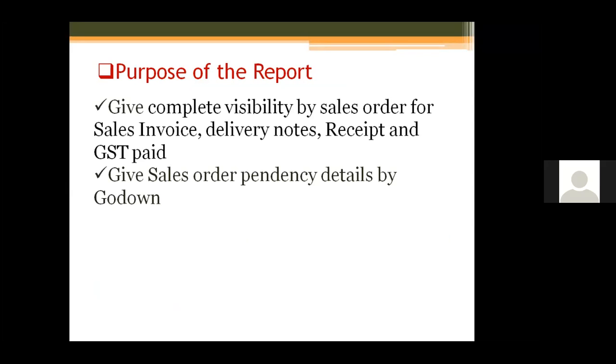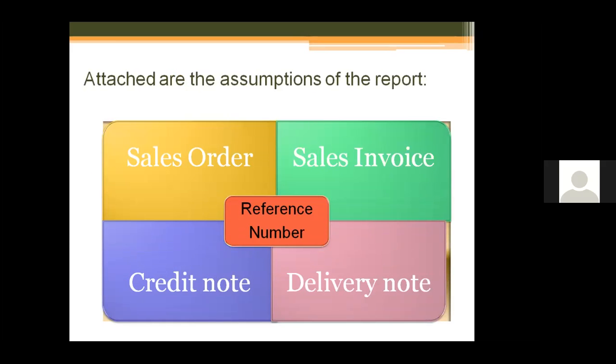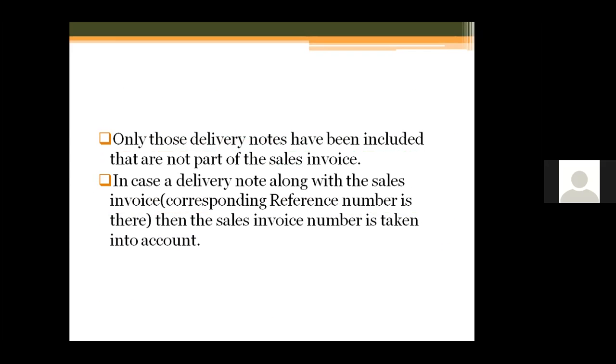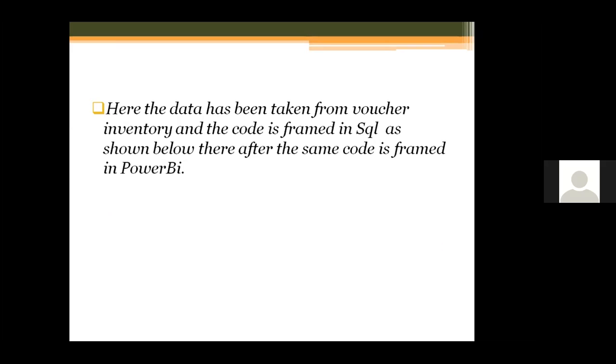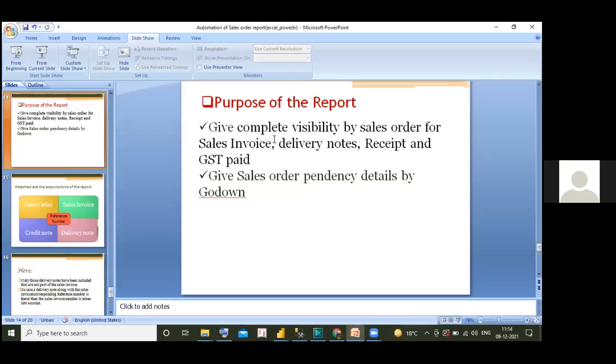Basically, the purpose of this report is to give complete visibility by sales order for sales invoice, delivery note and receipt, and the GST paid. It gives sales order pendency details by godown. Here are some assumptions of the report. The sales order, sales invoice, credit note and delivery note are linked up with the same reference number. The data has been taken from the voucher inventory table and the code is framed in both SQL and Power BI. But first of all, I will tell you how to extract data from Tally and convert it into the DAX code.